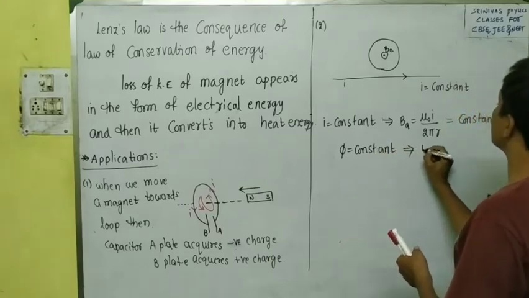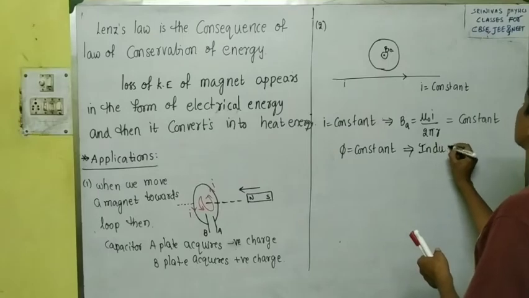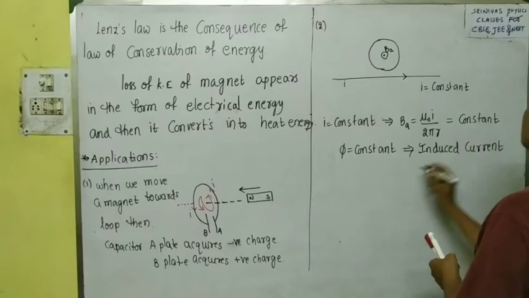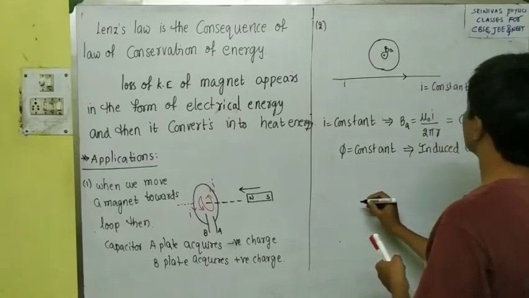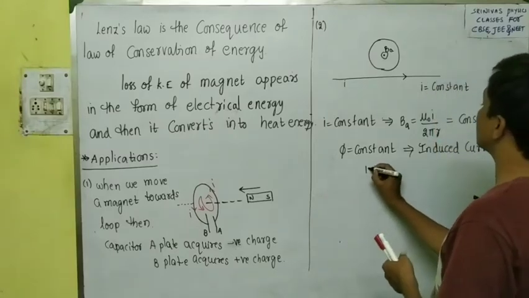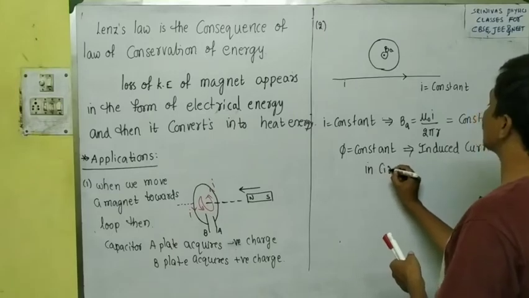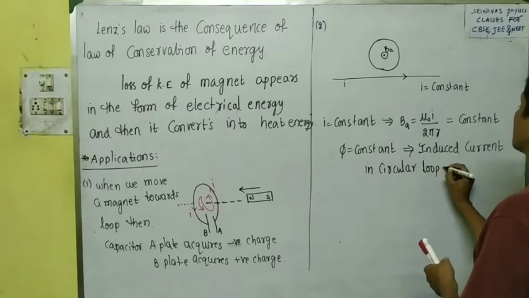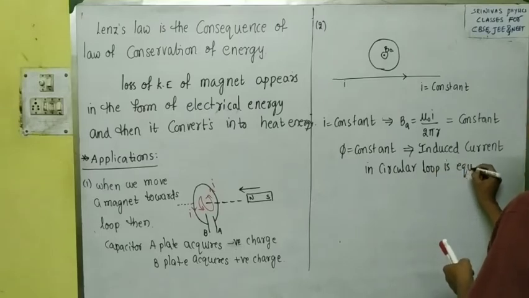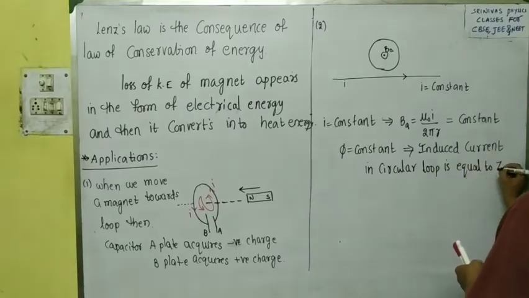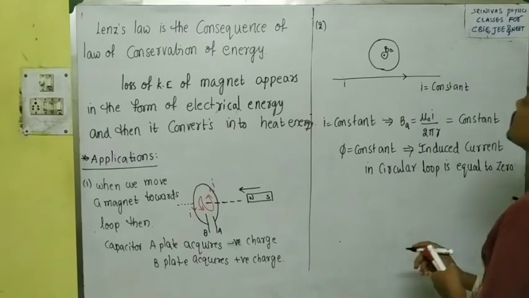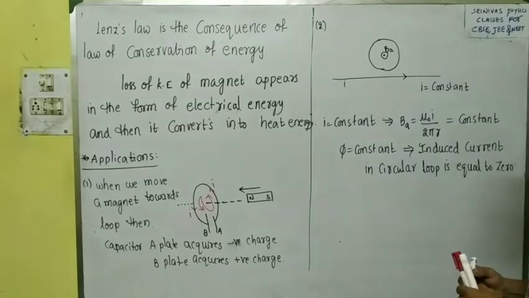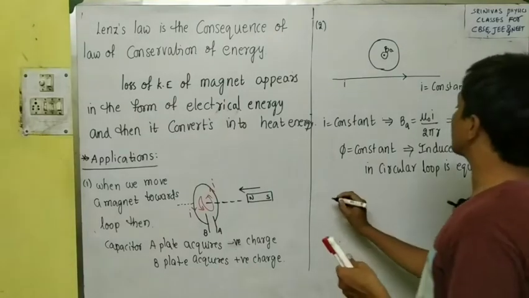That's why the induced current in the circular loop is equal to 0. Why? No induced current in this, right? In the loop, no induced current because the flux is constant. Okay, let us see one more example, right?